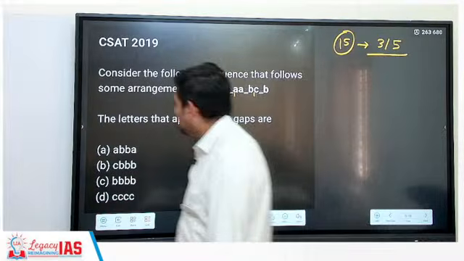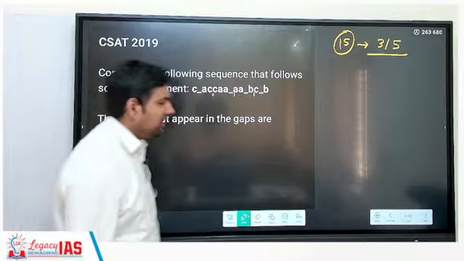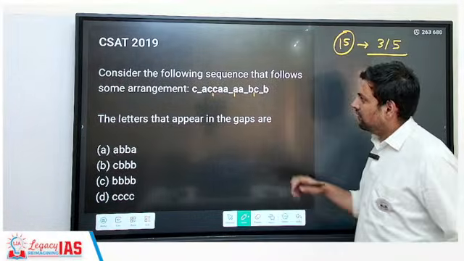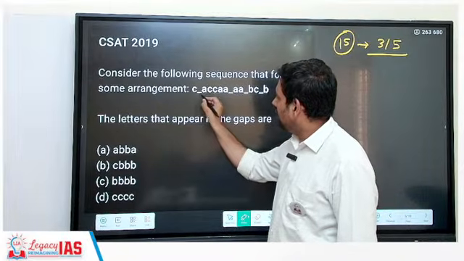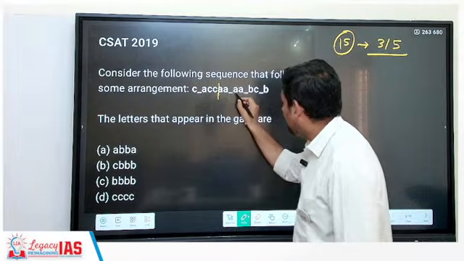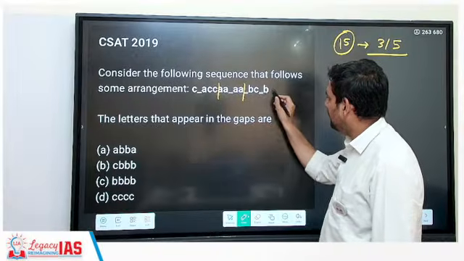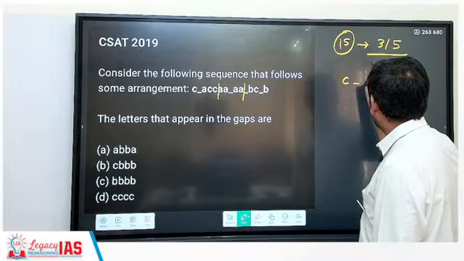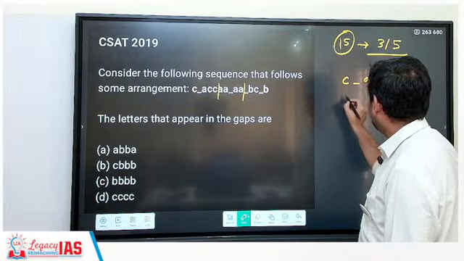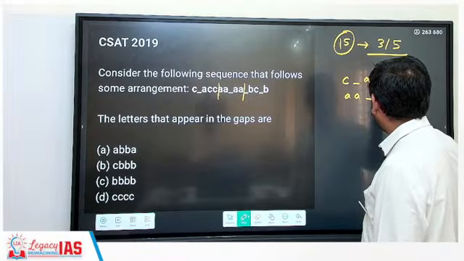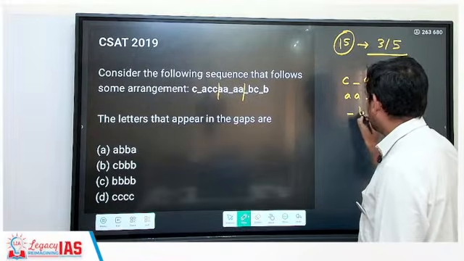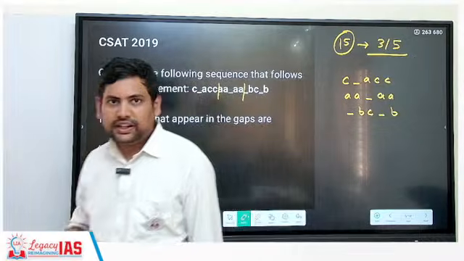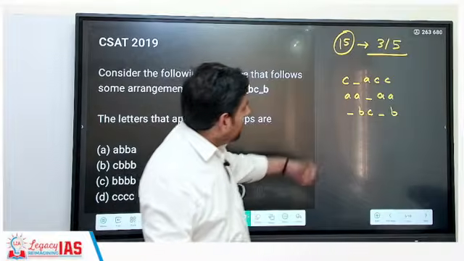Now, what is our priority order? If 5 is available, we make groups of 5. Correct? So let's make groups of 5. So now 1, 2, 3, 4, 5, 1, 2, 3, 4, 5, and 1, 2, 3, 4, 5. Let's write them one below other. C dash A C C. Then A A dash A A. Then dash B C dash B. Now you need to find what is the pattern.